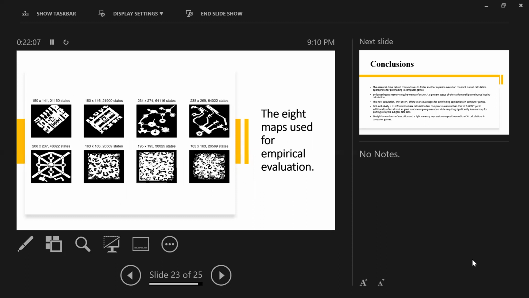And some of the calculations based on their chip size, like 150 by 141, there are like 21,150 states, and there are some of the sizes like 163 by 160, 195 by 190. We can clearly see the difference. These are the 8 maps used for the imperial evaluation. Next.